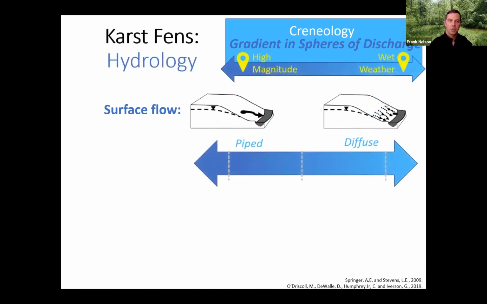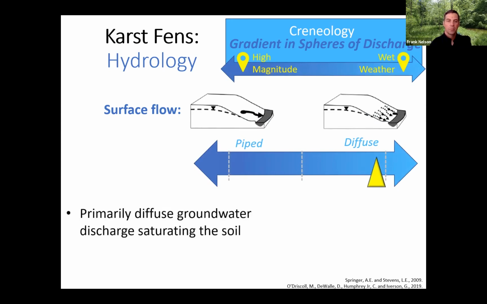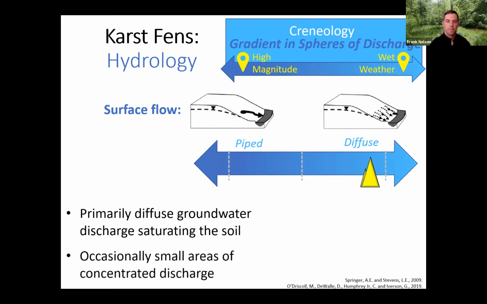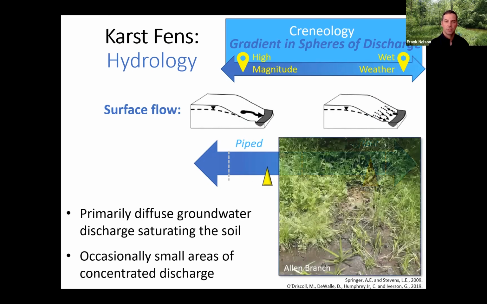So when we're thinking about karst fens in particular, where do they fit within this gradient? They're primarily diffuse groundwater discharge, where the soil is saturated from this diffuse flow. However, occasionally we can have small areas of concentrated discharge, like you can see here at Allen Branch, where water's just seeping out of a particular spot.